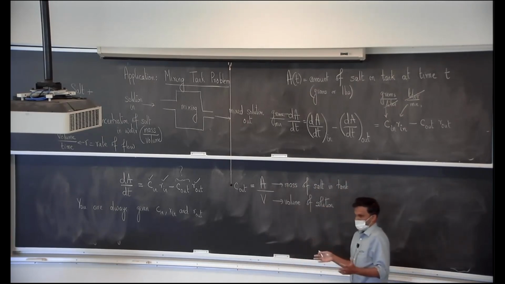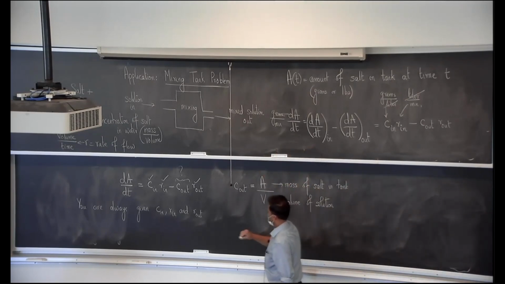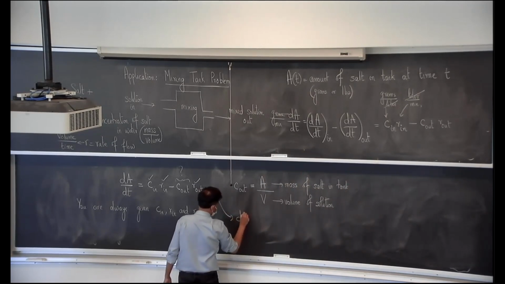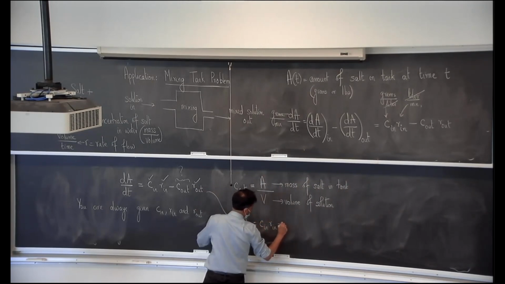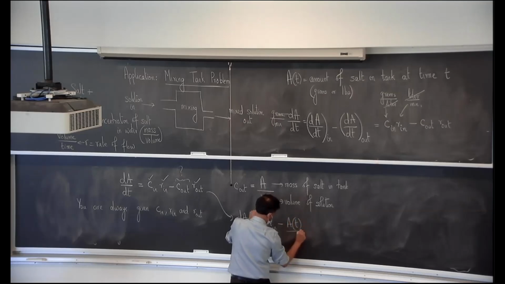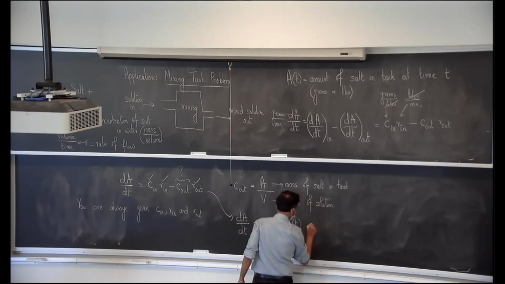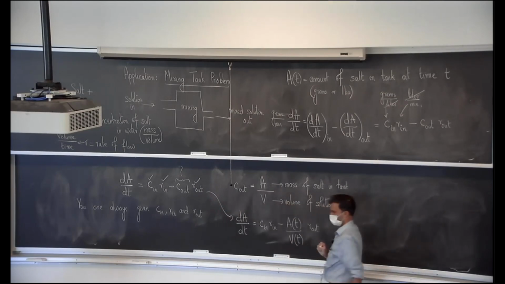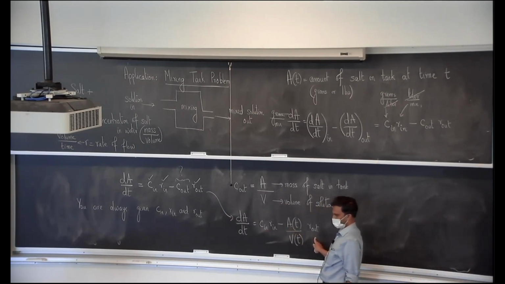You should not look for C out in the problem. Okay, that is an unknown quantity. So A is what we are trying to solve for. So our equation now becomes dA/dt equal to C in R in minus C out, which is A over V. In general, it's A of t over V of t, because both of them are functions of time, times R out, which is also a number. So this is a number, this is a number, this is a number. Okay, so you can see why this is now a linear first order equation.